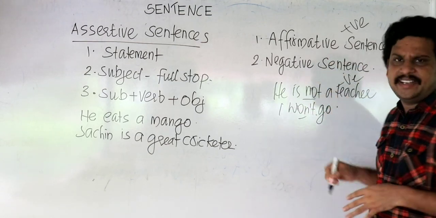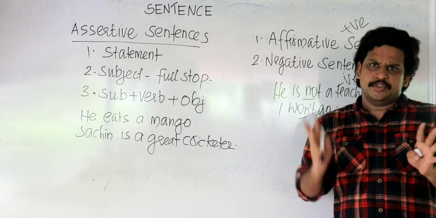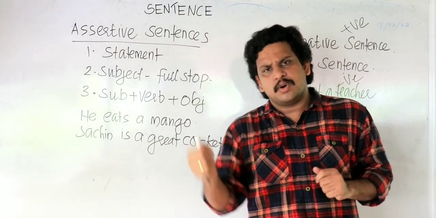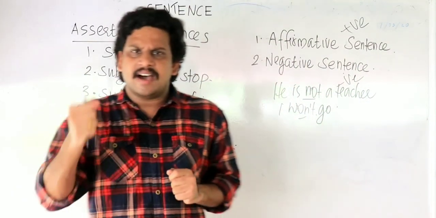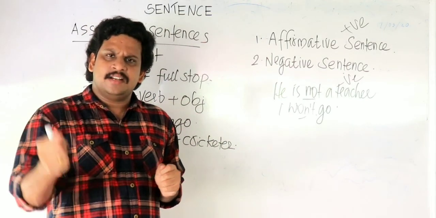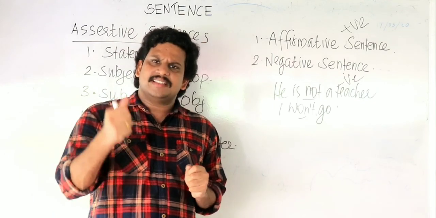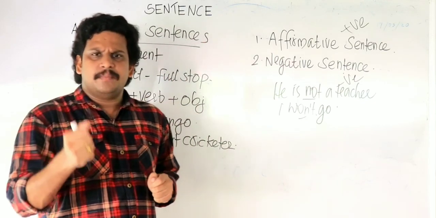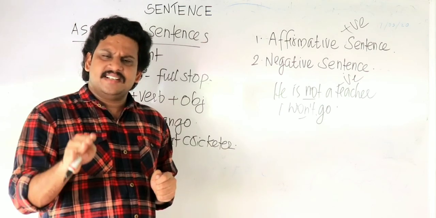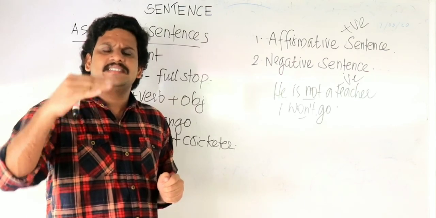So, these are negative sentences which consist of negative words. No, not, nothing, neither, nor, never, nobody, no one, none. Hardly, scarcely, rarely, barely, seldom, little, few. These words are called semi-negatives. The first group is negatives, and the second group, hardly, scarcely, rarely, barely, seldom, little, few, are called semi-negative words.